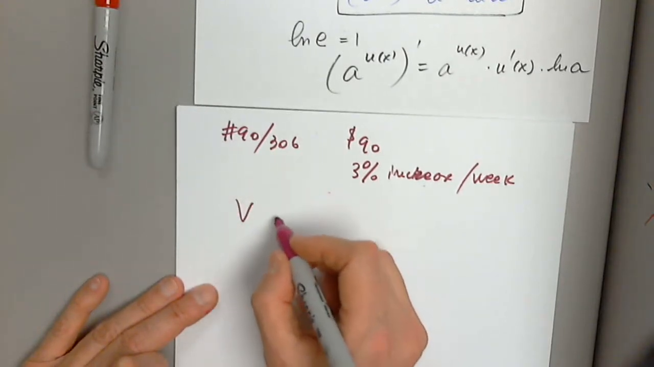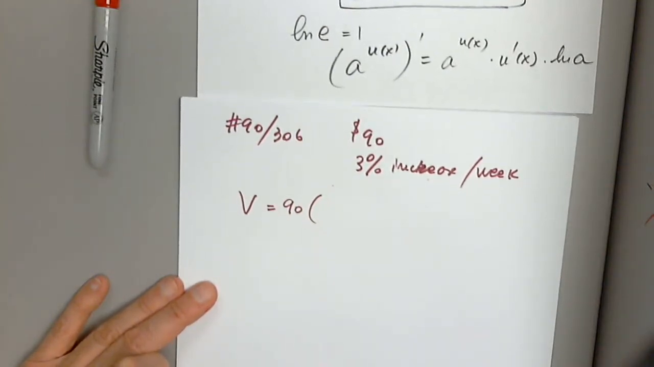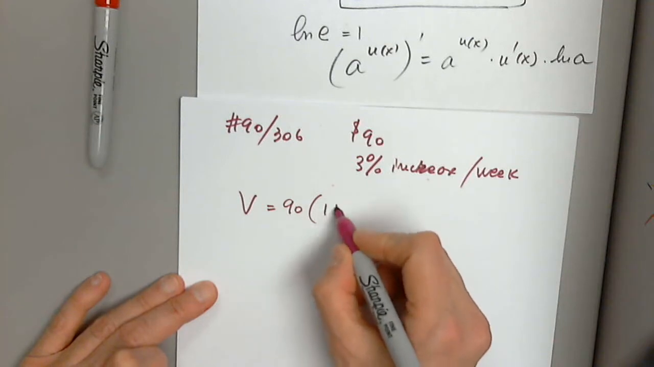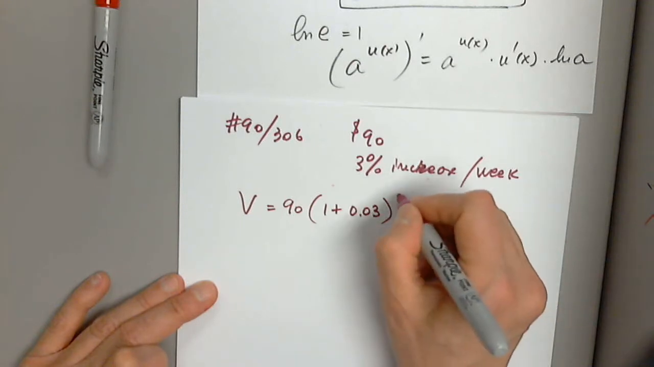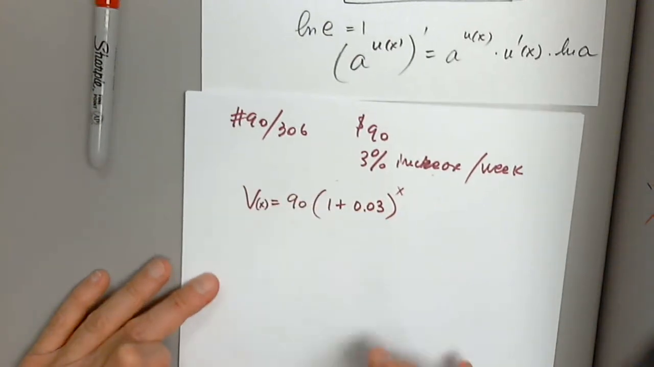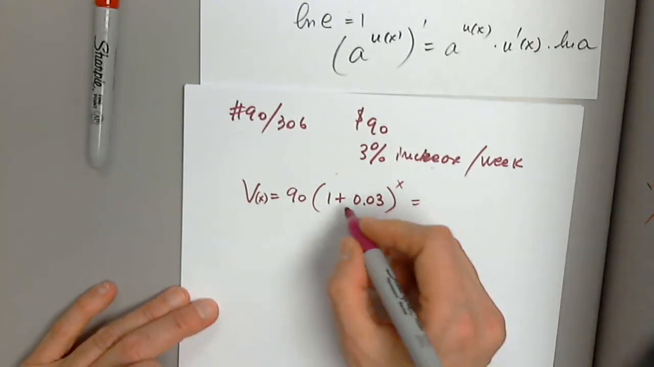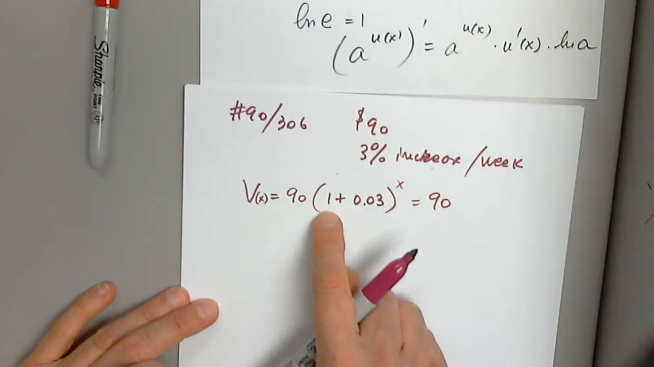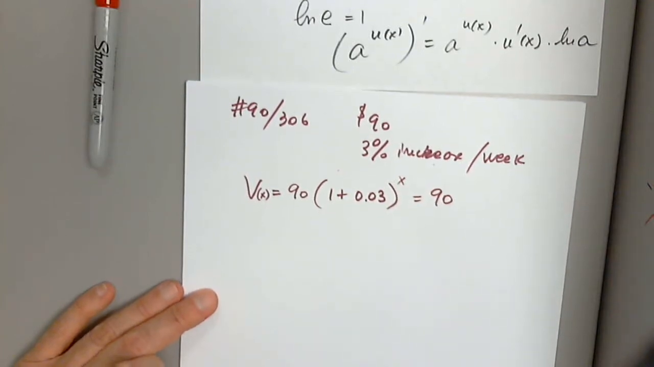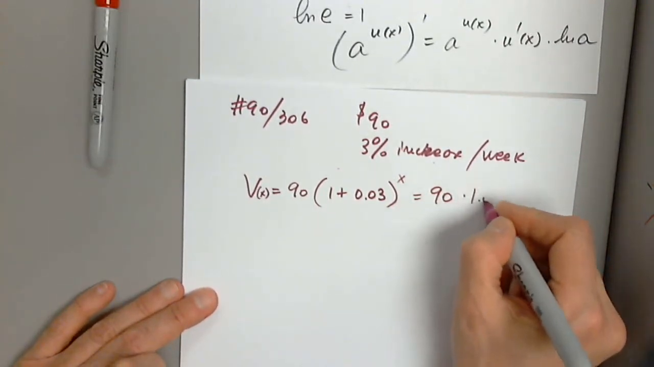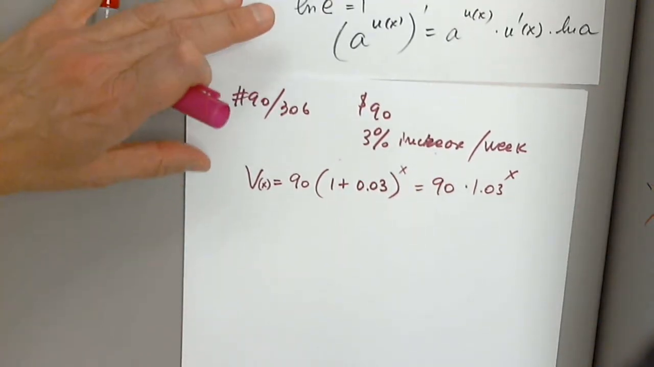So the value of a stock is the original value times 1 plus 0.03 raised to the power x, and this is v of x. Now, of course, we can combine these two. So this is 91 is the original, because it's 90 plus 90 times 0.03, but it's raised to power x. So this is 90 times 1.03 to power x. The function will be given to you. You will not have to come up with the function. I will give you the function.